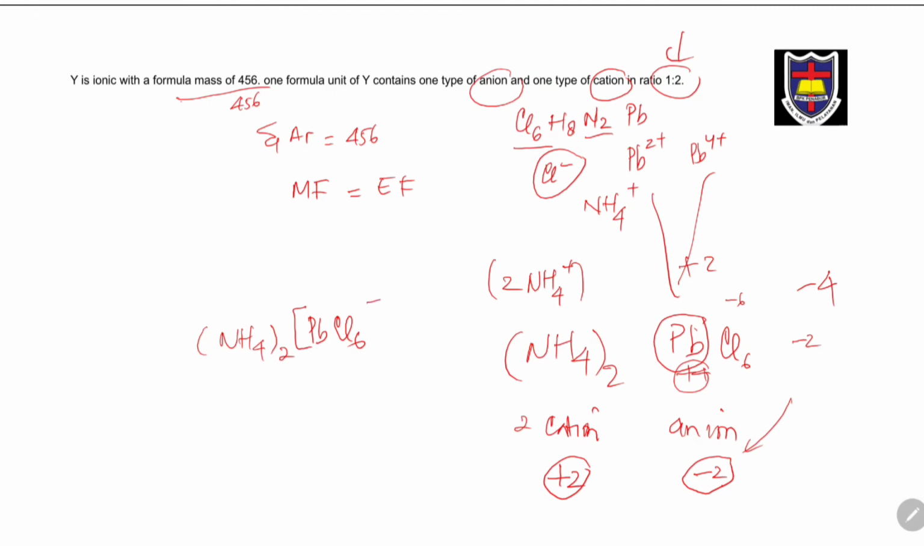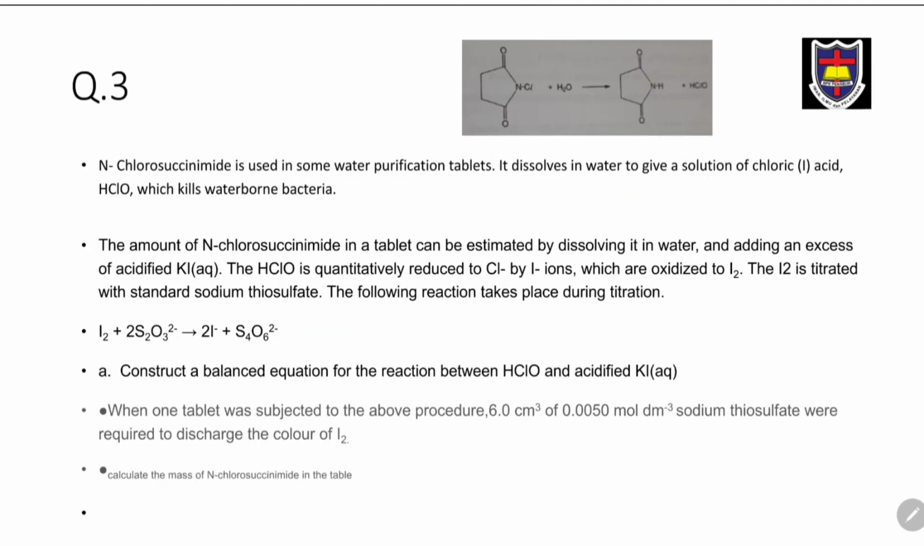This is a complex ion with a charge of minus 2. The charge of NH4 is plus 1 times 2. The minus 2 is the anion, and this is the cation, coming from Pb plus 4 and 6 Cl minus. Question number 3, N-chlorosuccinimide, this one.